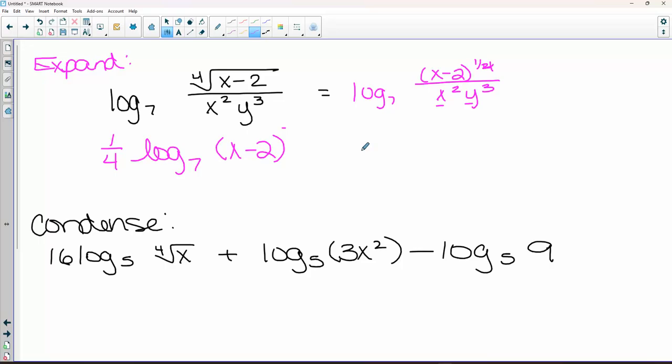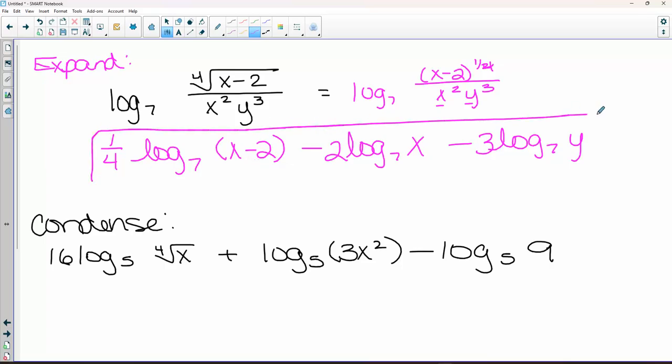Both the x and the y are on the bottom, so what will I do with those logs? Minus the log base 7 of x squared. Where does the square go? The y was also on the bottom, so that's subtracted, log base 7 of y to the 3rd, so the 3 comes to the front. Can I break apart this x minus 2? No, we can break apart things that are multiplied or divided, not added or subtracted. So that's as far as that one went.